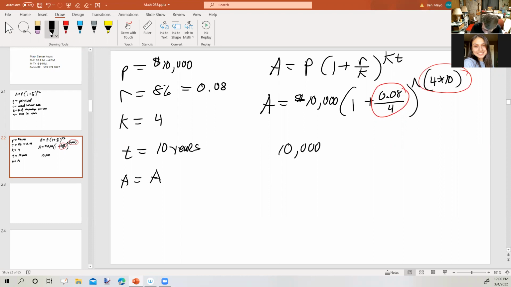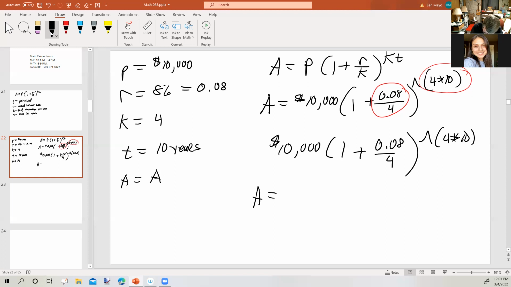Okay, then a left-hand parentheses, 1 plus 0.08 divided by 4, close parentheses, the little caret or the power key, okay, and then parentheses 4 times 10, close parentheses, equals, and I get this.